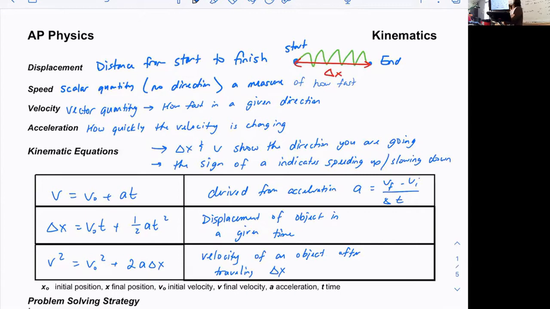And so kinematics is with movement with a constant acceleration. If you have a varying acceleration, you can't use kinematics. Most of the time we're going to say kinematics with our projectiles.